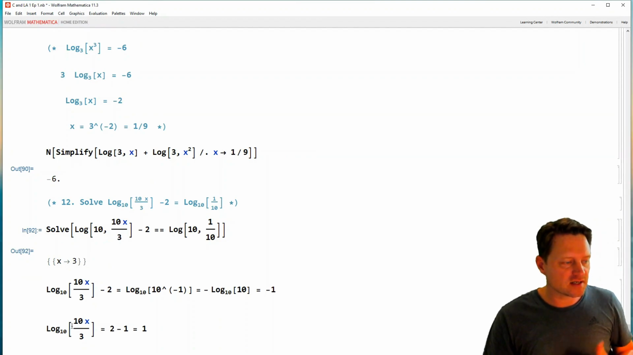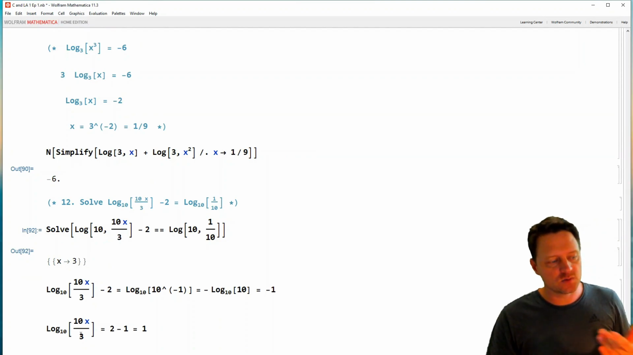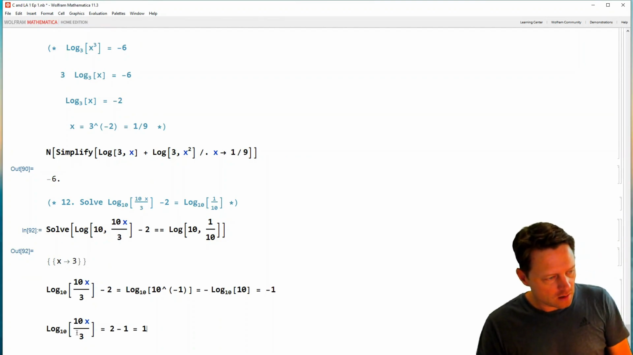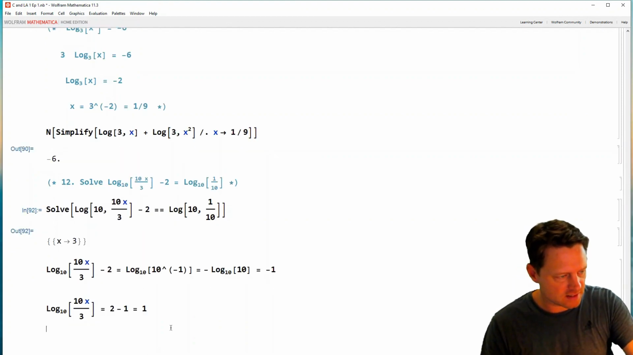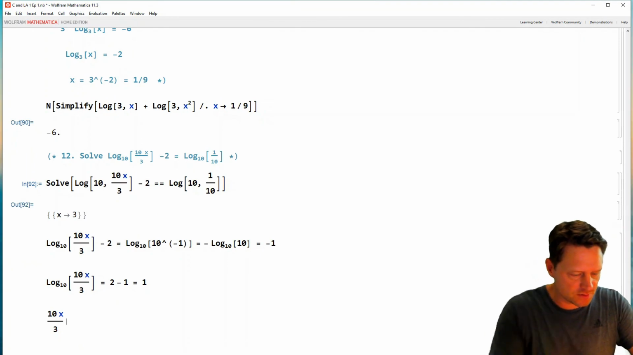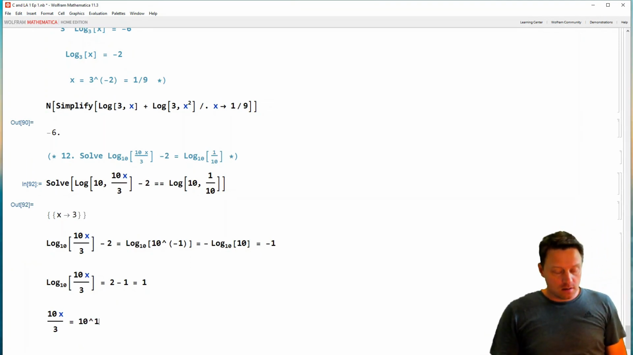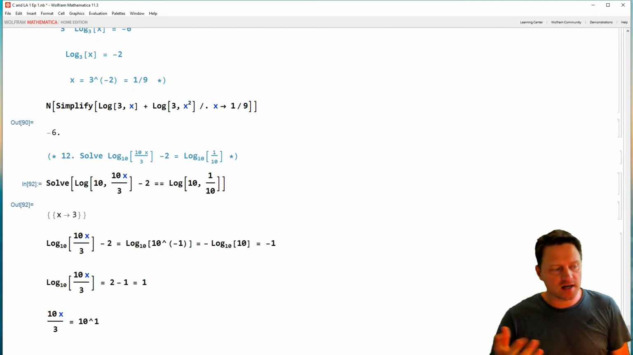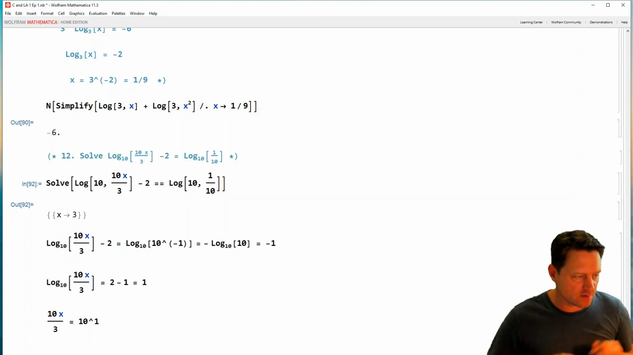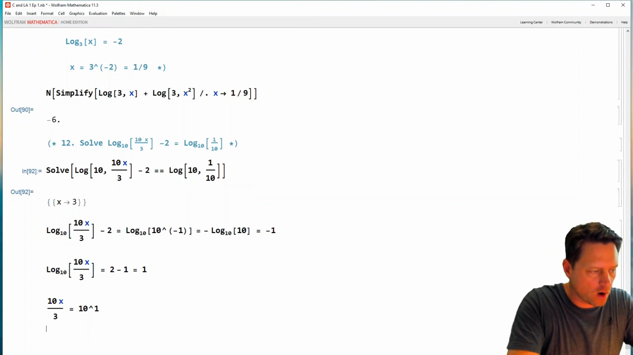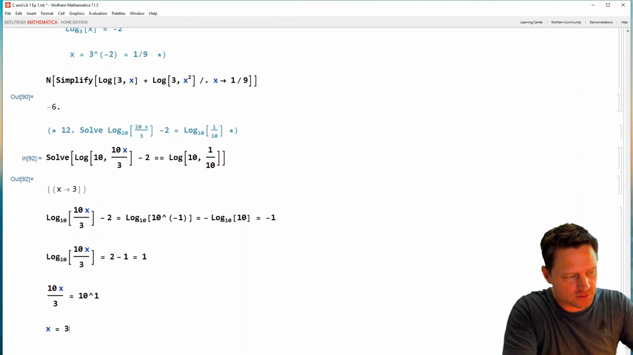So I've got log to base 10 of 10x over 3 is 1. So that says that the inside part of the function is equal to 10 to the power of 1, okay, which is 10. But now, dividing by that 10, we've got x over 3 is equal to 1. So x is equal to 3.